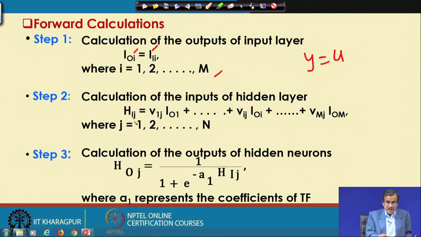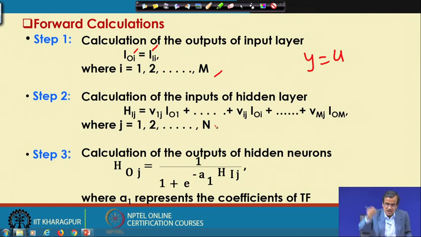Now, this h_Ij is nothing but the input of the jth neuron lying on the hidden layer, and that is nothing but the output of the first neuron lying on the hidden layer, that is I_O1, multiplied by V_1j, plus a few terms. Next is V_Ij times I_Oi, plus a few other terms, and the last term will be V_mj multiplied by I_Om, where j varies from 1 to n.